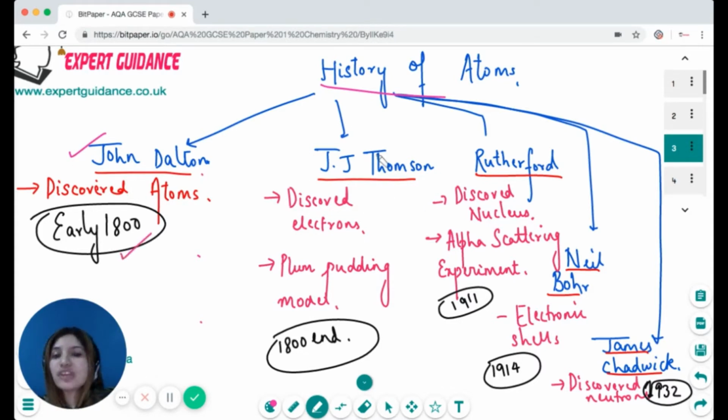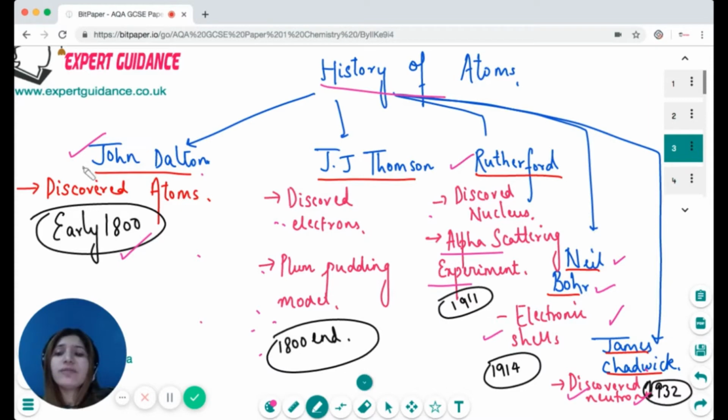Then came J.J. Thomson, who discovered electrons after Dalton, and he gave the plum pudding model of the atomic structure. Then after J.J. Thomson came Rutherford. He discovered the nucleus by alpha scattering experiment, and then came Niels Bohr, who gave the idea of electronic shells in 1940, and then finally came James Chadwick, who discovered the neutrons in 1932.